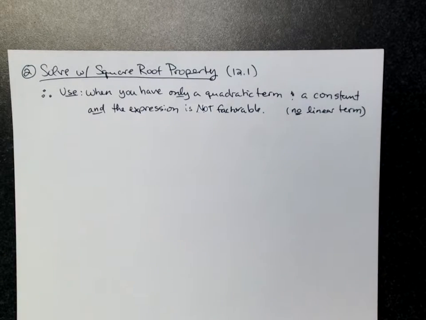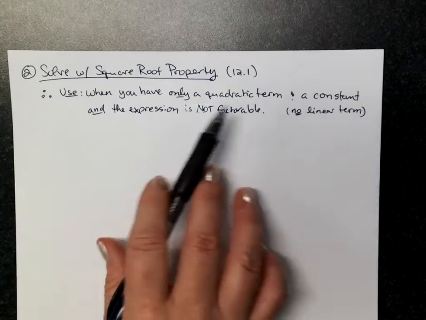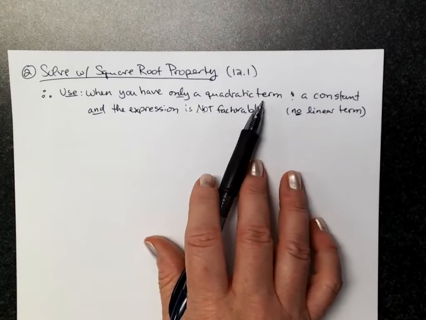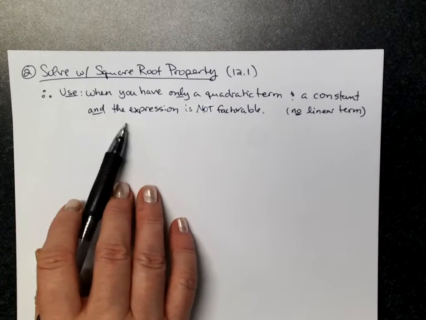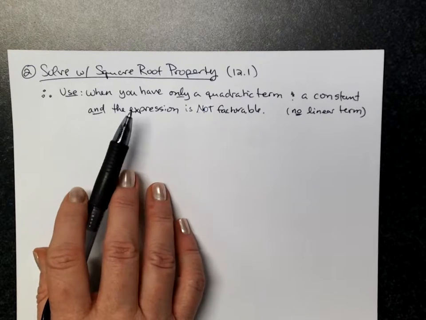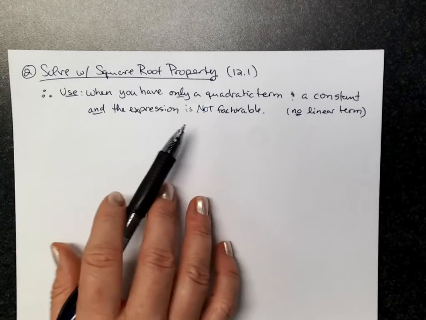Now, you can actually use this method if it is factorable. It's just that if it's factorable, it's probably going to be a little difference of squares, and it's generally easier to deal with by factoring. So you can use it for any quadratic equation that has just a quadratic term and a constant with no linear term, whether it's factorable or not. But the best time to use it is when you're kind of stuck because you have a quadratic that's not a difference of squares.